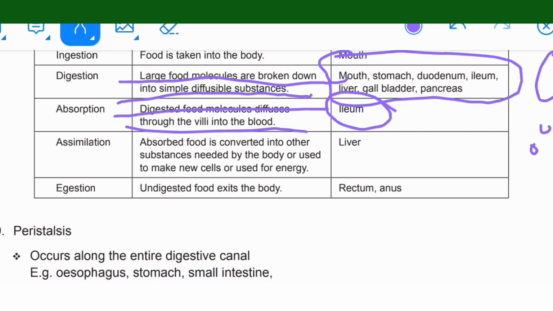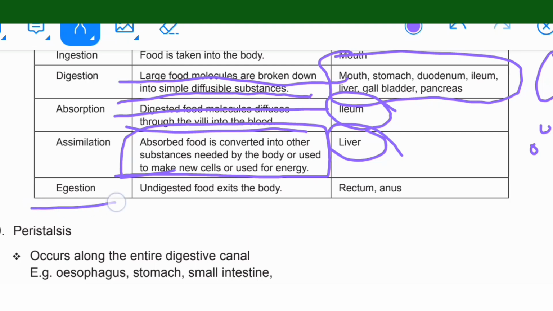Assimilation is the conversion of the absorbed food substances into what the cell can use, to produce its own biochemical reactions to support the body. So absorbed food substances are converted into substances needed by the body, to make cells or to use for energy. And that assimilation takes place majorly in the liver.